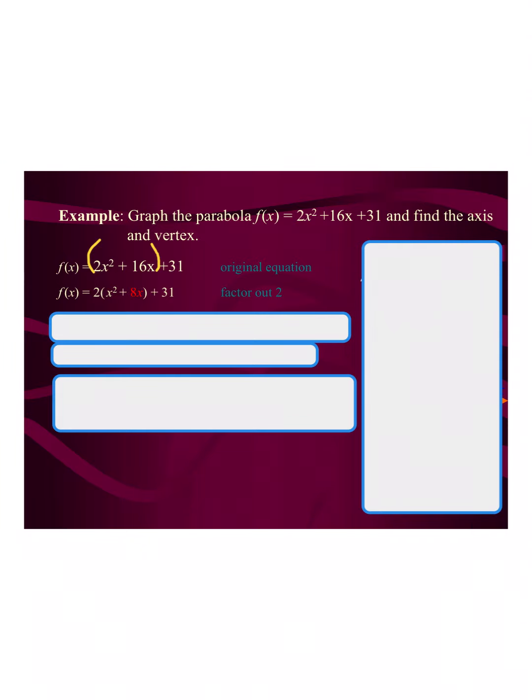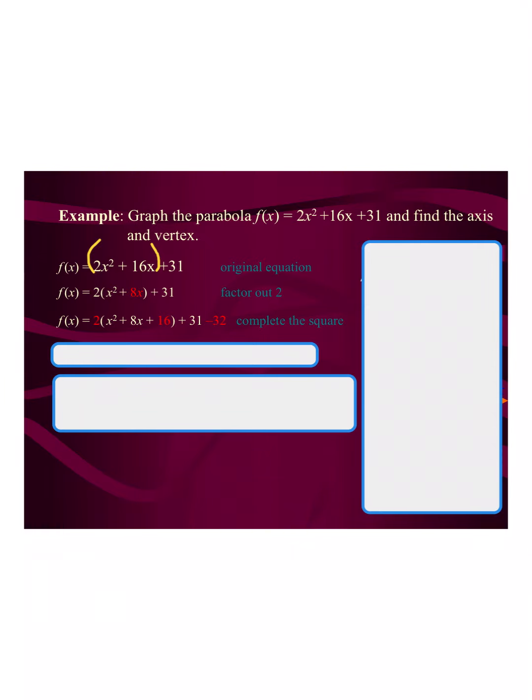In order to do that, we take half of your middle term and you square it. So half of 8 is 4, and if I square 4, I'm going to get 16. So I'm adding in a 16 on the inside of my parentheses. But remember, we have to balance things. So I'm really adding a 2 times 16, which is 32. And since I'm doing that on the inside, you can see on the outside, I've subtracted 32 to make sure that I have a balanced equation.